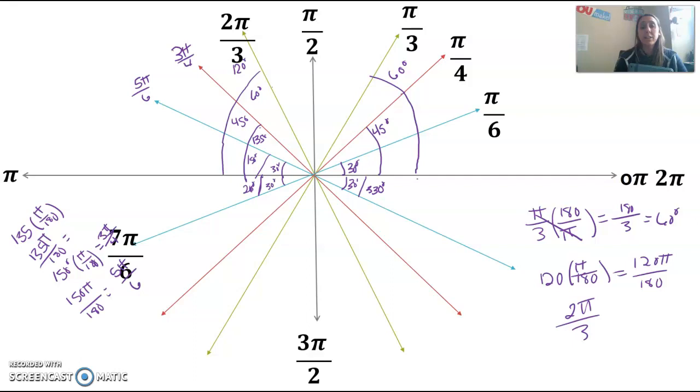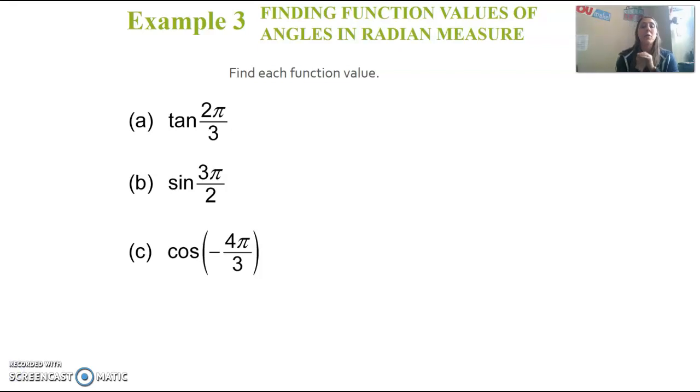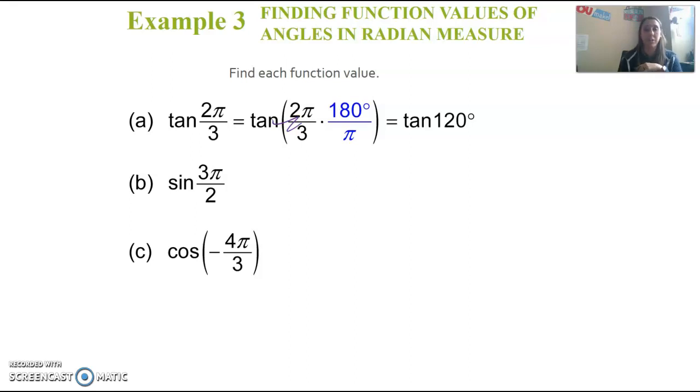Okay, so what I'd like you to do is finish the rest of this. Go ahead and hit pause and do that. Okay, so now what we have is the tangent of 2 pi over 3. So we're going to go ahead and convert that into degrees. We end up with 2 pi over 3. Again, the pi's simplify, and we end up with a tangent of 120.